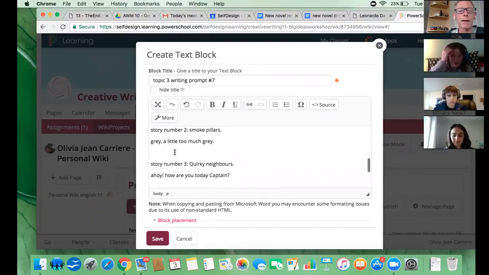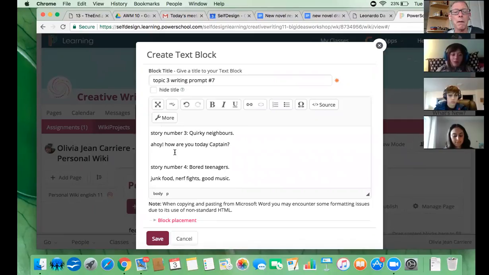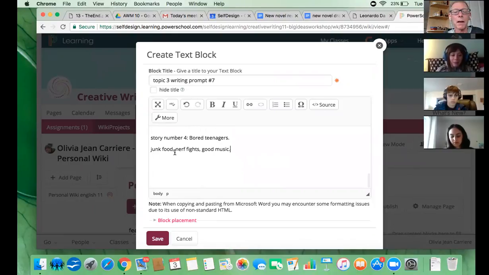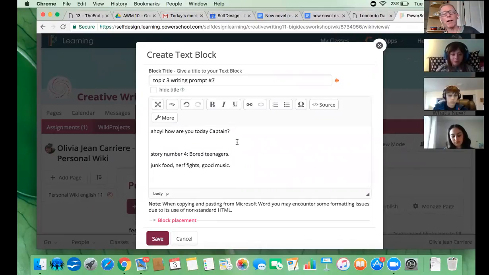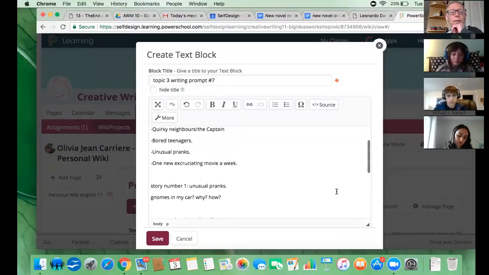And then number 2 is smoke pillars. So, gray, a little too much gray, which is kind of how I feel every day in Port Alberni. Okay, that's good. And story 3, quirky neighbors. So, ahoy, how are you today, Captain? And story number 4, bored teenagers: junk food, Nerf fights, good music. Because that's what we do when we're bored here. Okay. I really like how you've done that. The only thing I would do is maybe title it Port Alberni. That gives it more specifics. Mm-hmm.